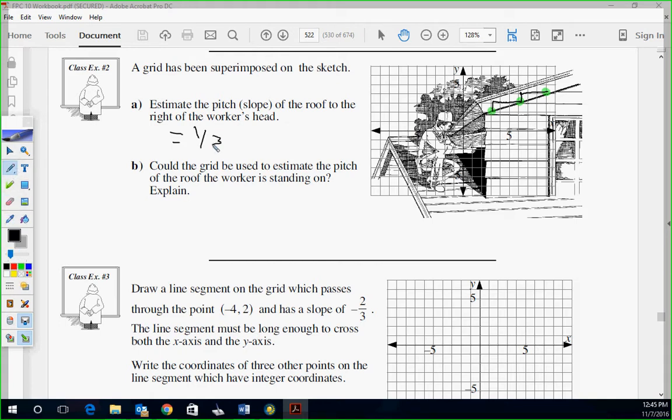Okay. Could the grid be used to estimate the pitch of the roof of the worker standing on? Yeah, it's not the right perspective. I'd say no. We would need to turn it here. So it's the wrong angle.